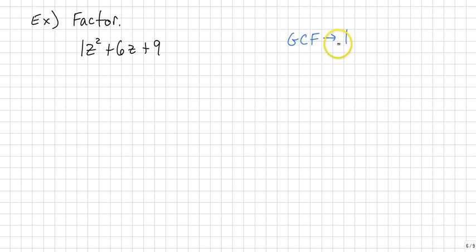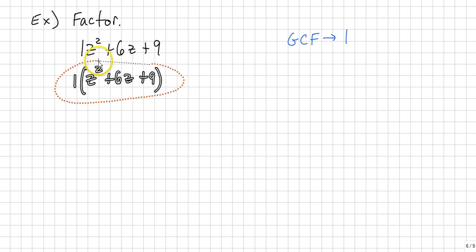And when the greatest common factor is 1, there's no need to factor it out. So when you factor out a 1, you're just going to end up with the same thing you had to start with. Because 1 times z squared is z squared, 1 times 6z is 6z, 1 times 9 is 9. So there's no reason to factor out the greatest common factor if it's just a positive 1.